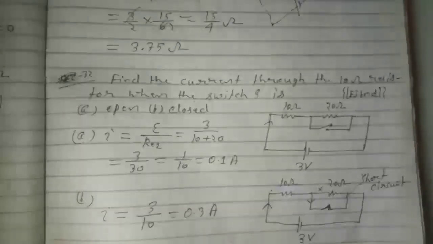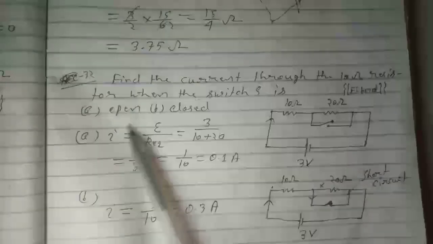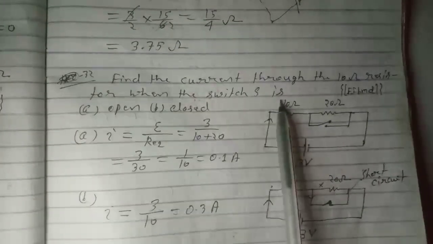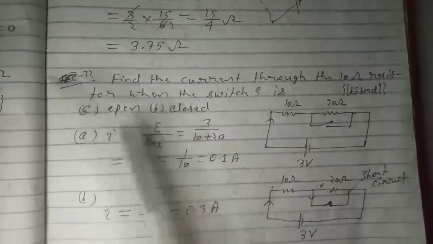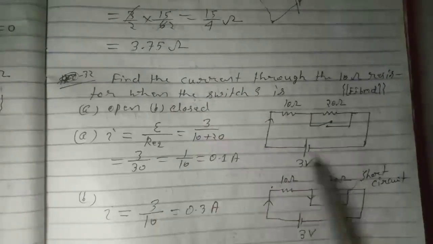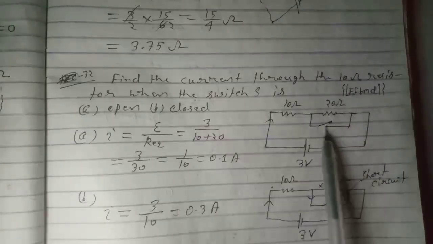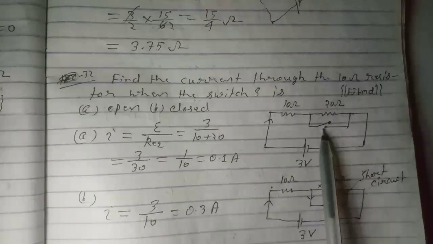Next question. Find the current through the 10 ohm resistor when the switch S is open, and when it is closed. This is the circuit shown. We have to find the current in the 10 ohm resistor when this is open and when it is closed.